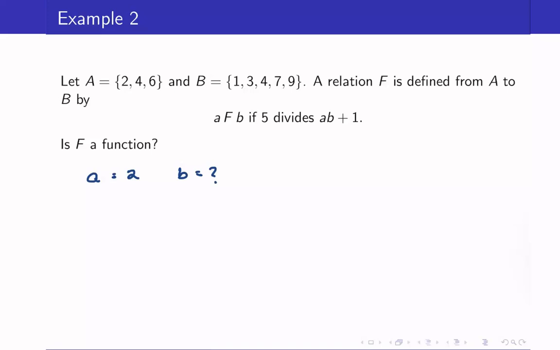So what will be our B? We want 5 to divide 2B plus 1. And what will be the only possible B here? If B is equal to 1, we have 3, so 5 does not divide 3. If it's 3, 7. 5 does not divide 7. And then if it's 4, this would be 9. If it's 7, 7 times 2, 14, plus 1, 15. So therefore, 7 is a good choice for B. What about 9? 9 times 2, 18, plus 1 is 19. So therefore, we have only one B, and that B is equal to 7.